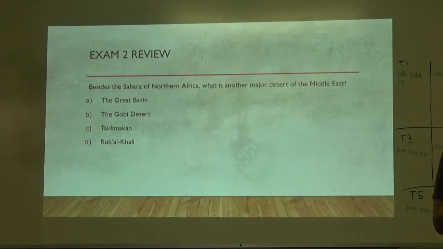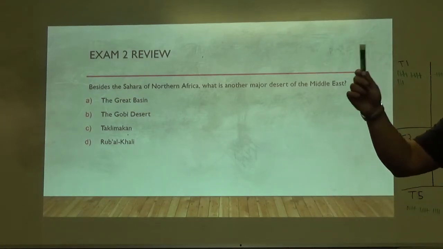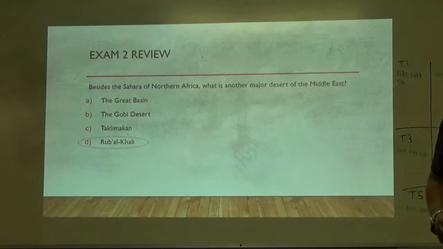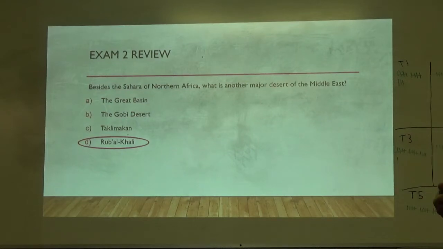Wow, okay, hold on a second. So teams 1 and 2 say B. Let's see, D for 5 and 3. It is the Rub' al Khali, so 3 and 5 get that one. Yep. This is interesting, these dynamics are changing, so it could be anyone's game.